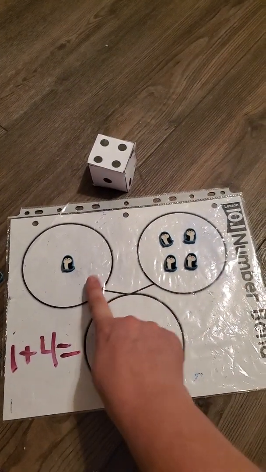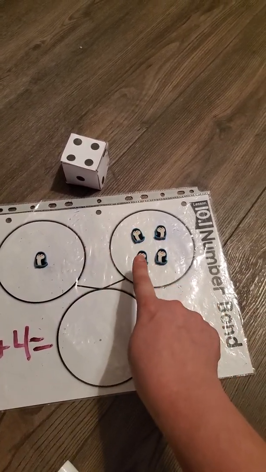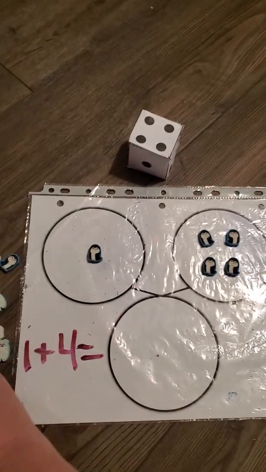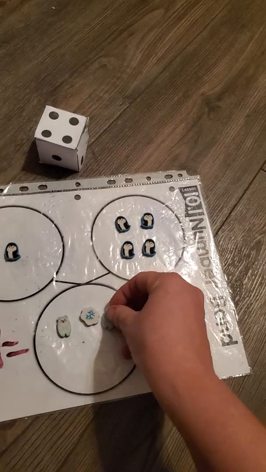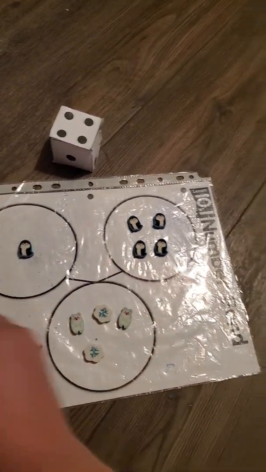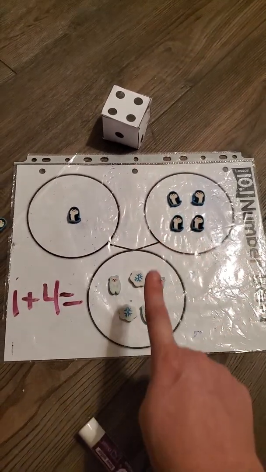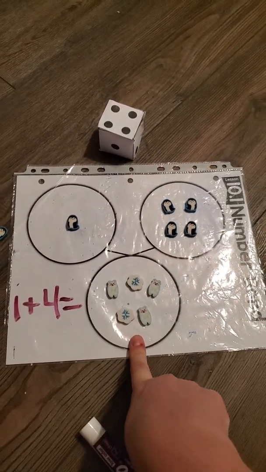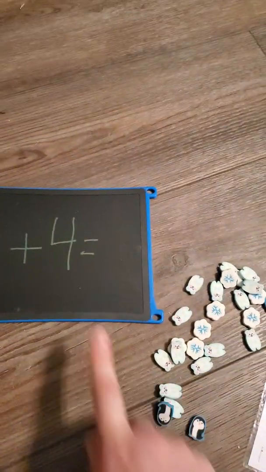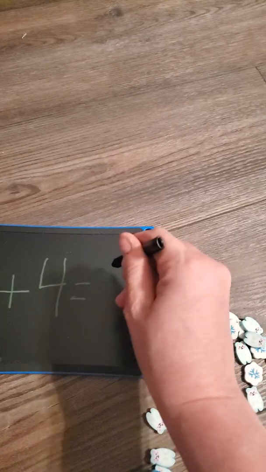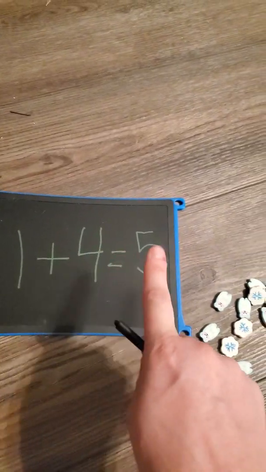So we have 1 plus 4 equals, let's count it, 1, 2, 3, 4, 5. So we would put 5 counters down here. So here's 1, 2, 3, 4, 5. So we know that 1 plus 4 equals 5. Okay? So after you do that one, you can even write 5 on your boogie board if you want to. And then here we go. Here's 5. And then we know that 1 plus 4 equals 5.